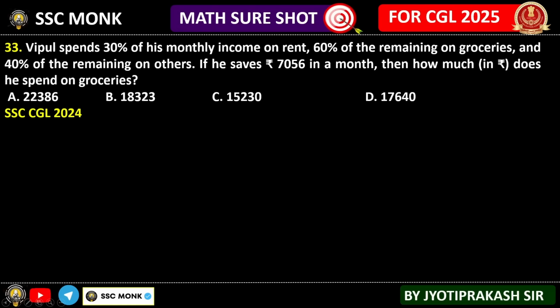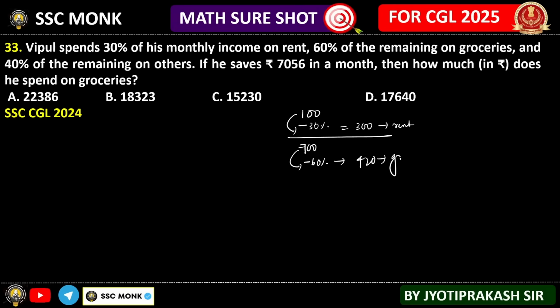Next. A person spends 30% of his monthly income on rent, 60% of the remaining on groceries, 40% of the remaining on others. If he saves 7056, then how much is he spent on groceries? So income 1000, let's say. 30% gone, that means 300 gone on rent, remaining 700. Out of 700, 60% gone, that means 420 towards groceries. What is remaining? 420 plus 300, 720, so 280.